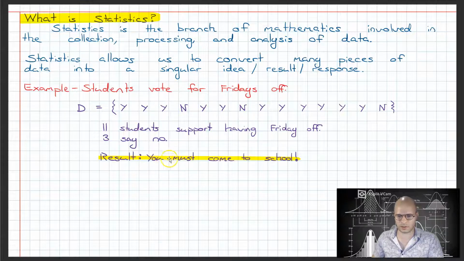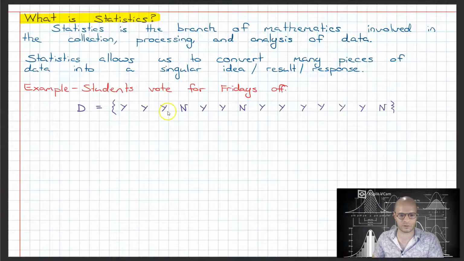And when you look at this, you probably think, well, how's that possible? There were 11 students who said, let's have Friday off, and 3 said no, but statistics says we come to school. And that's what we're focusing on in this topic. It's how we make educated decisions to turn many pieces of information into a singular result. Now, before we can get down to this bottom part here, let's take a few steps back to the top line. This is where our focus is on today.